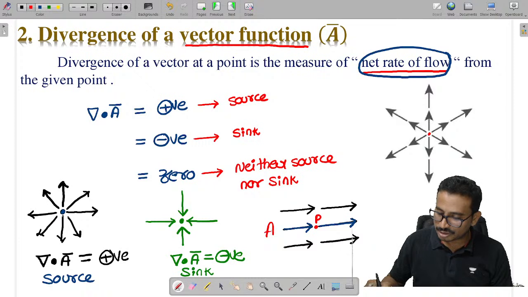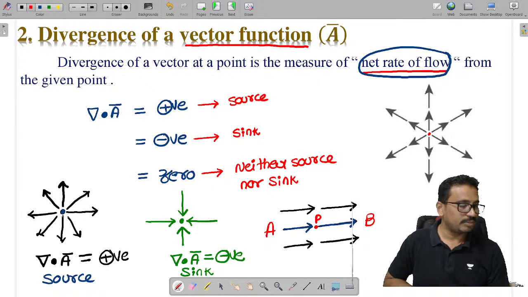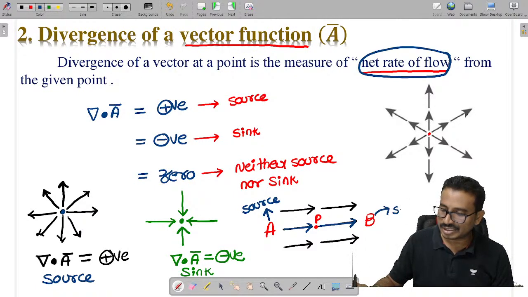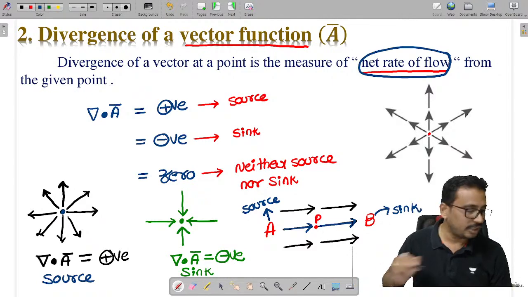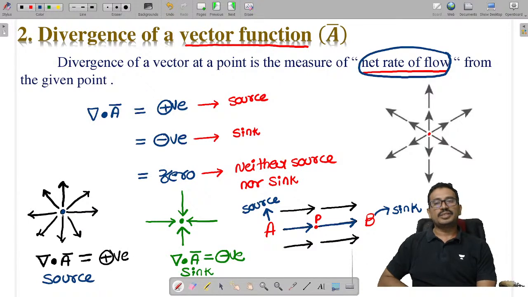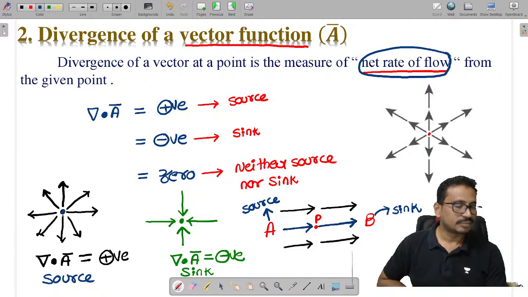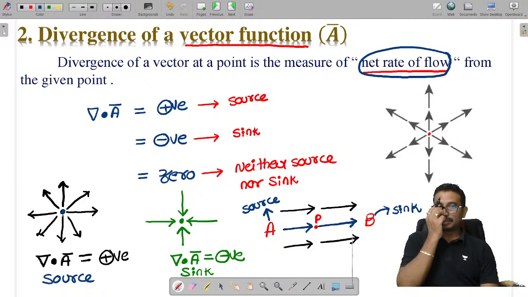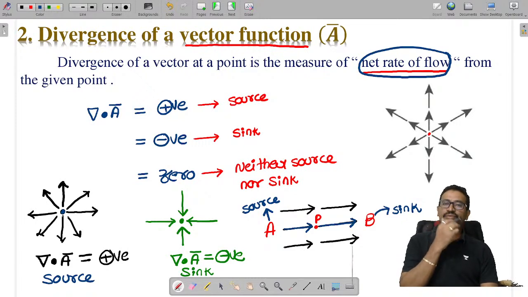Now I have taken this point as A and this point as B. What should I call A? Here A is called a source, and point B is called a sink, and point P is neither source nor sink. Is it fine? Right. So this is the physical meaning of divergence.